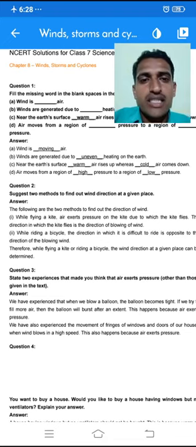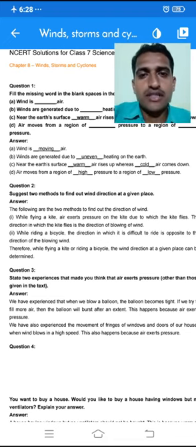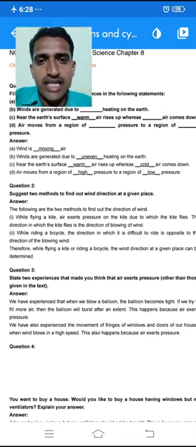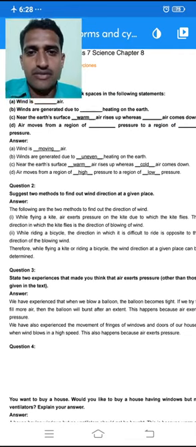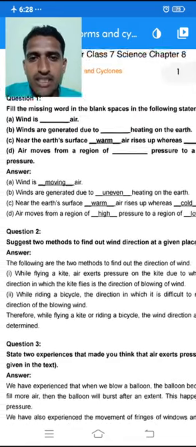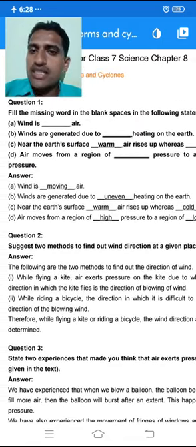So today let me go ahead with the exercise part of this lesson, winds, storms and cyclones. Let me read out the questions and answers. First we will go for the exercise part. In that, let me read the first fill in the blanks. Wind is dash air. As you know, wind is moving air. So what we call wind is nothing but moving air.